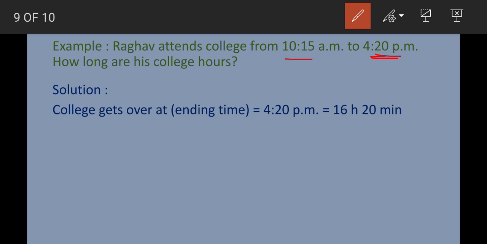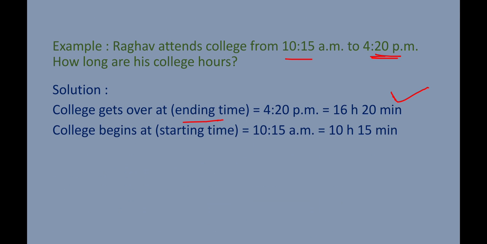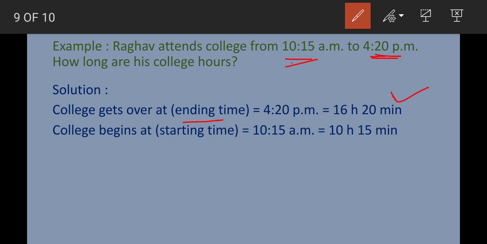College gets over at, that is the ending time, 4:20 p.m. We have to convert this to 24-hour clock, as it is easier to subtract. So 4 p.m. means we add 12 to it. 12 plus 4 is 16 hours 20 minutes. Second, college begins at 10:15, the starting time, 10 hours 15 minutes. It is in AM, so no need to change it.